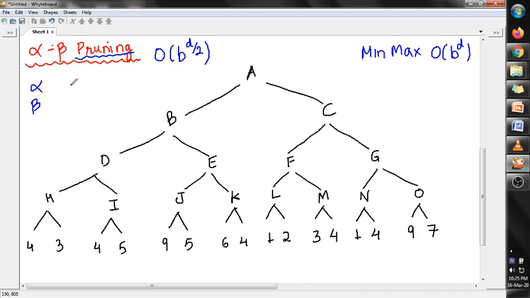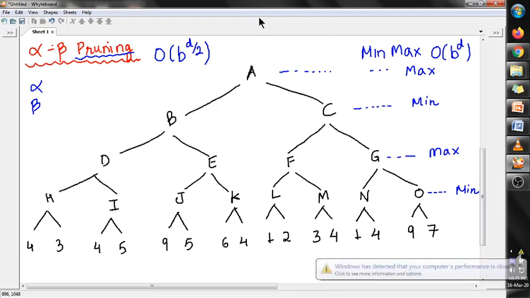Suppose in this tree, as you can see, the top level is max, and alternately we can write max, min, then max, then min. So you know in the min-max algorithm the root is considered as max, and after that we write minimum, then maximum, then minimum. Alternatively we have to write these things: max, min, max, min.